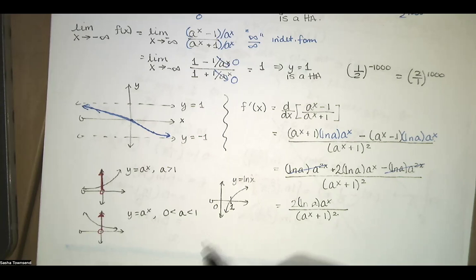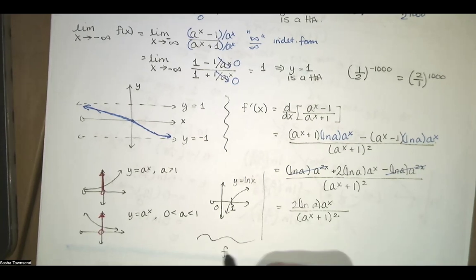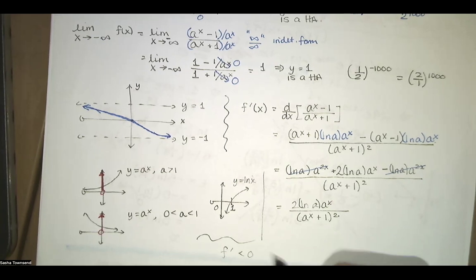So this f prime, we see f prime is negative for all real numbers x. So that's all x in the domain of the function.